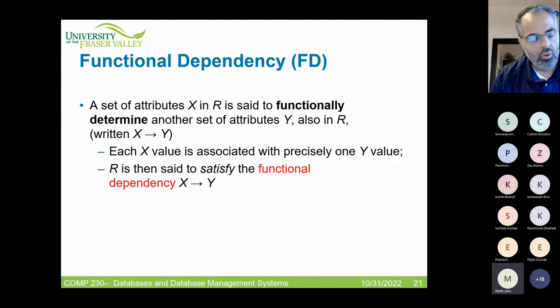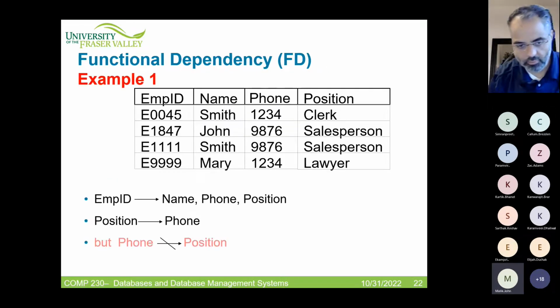So X can give Y, or Y is dependent on X, whenever each value in X is related at most to one value in Y. But Y can be related to more than one value of X. Let's take an example to understand it more. So we have this table: employee ID, name, phone, position. So we have employee ID like this, E0045, Smith, whatever it is.